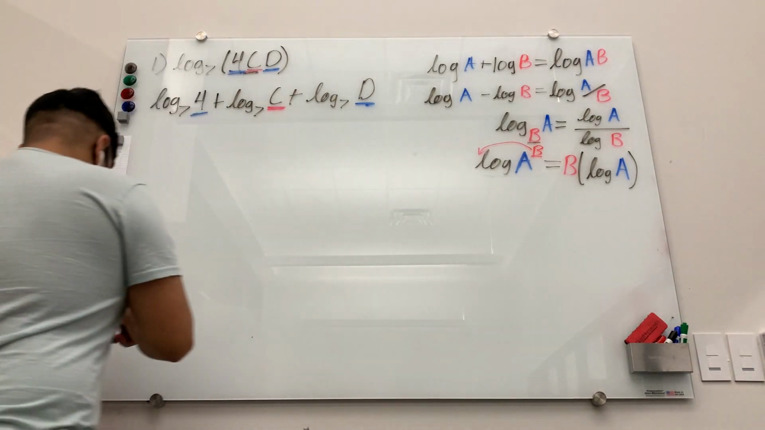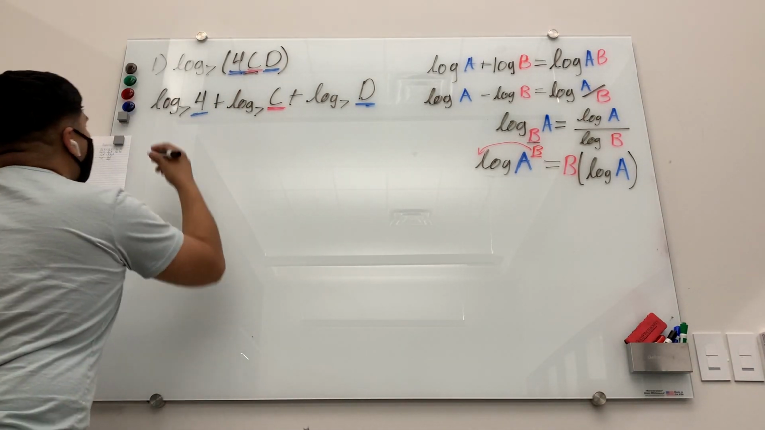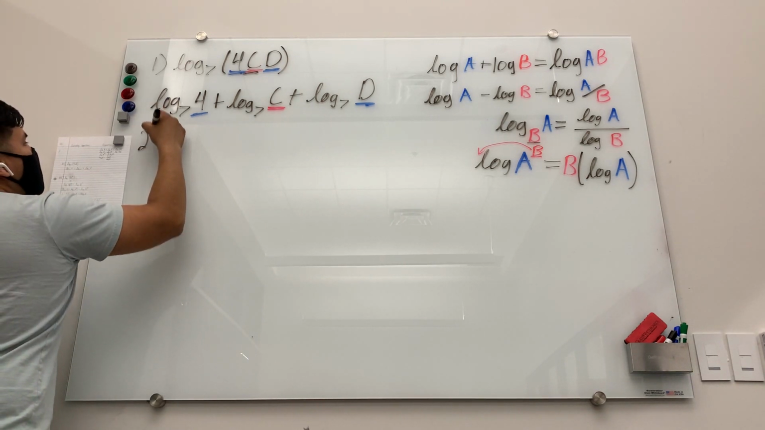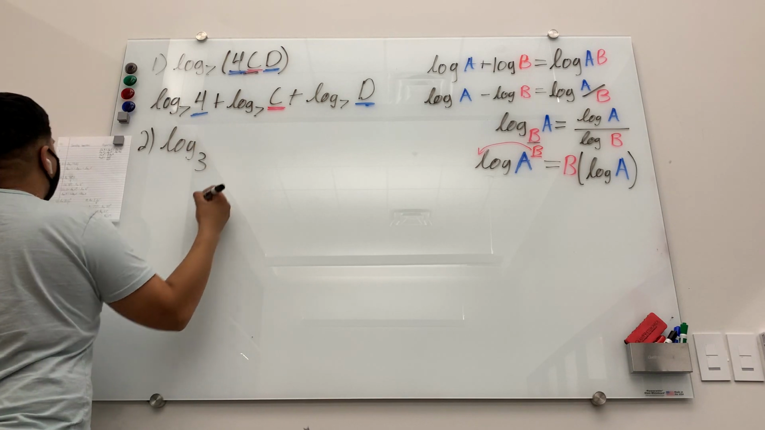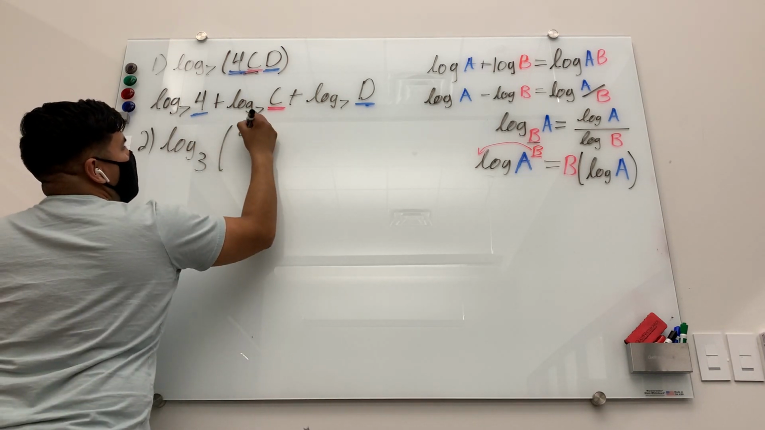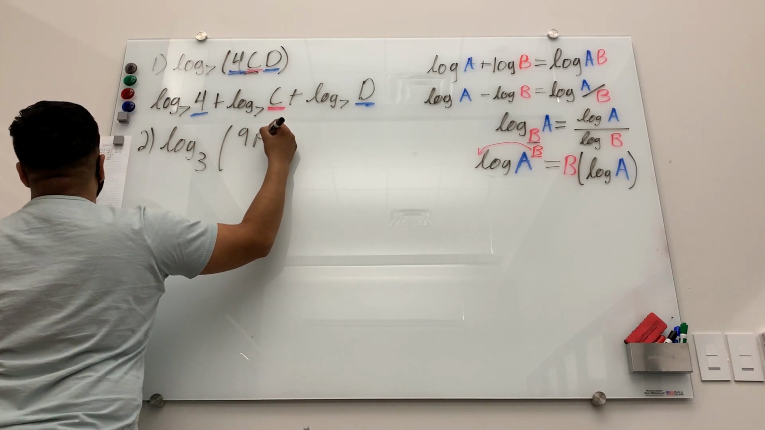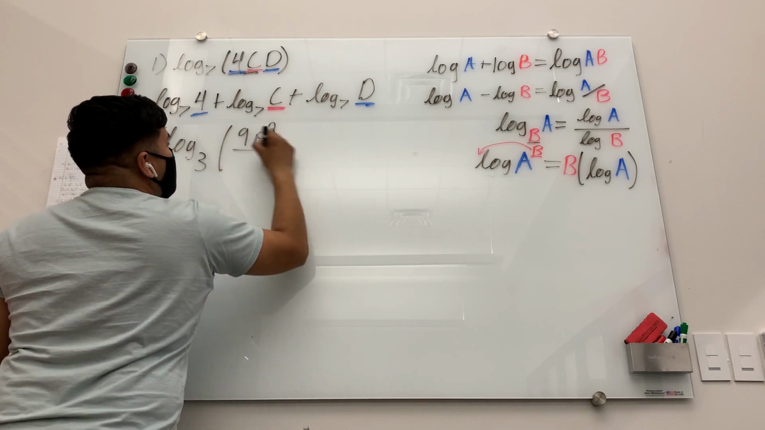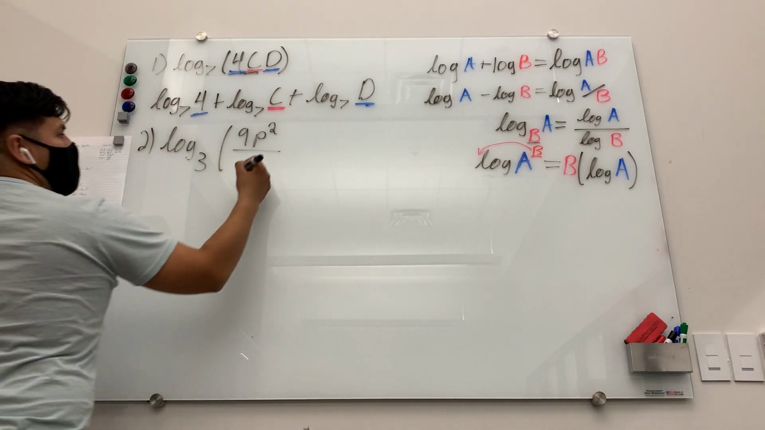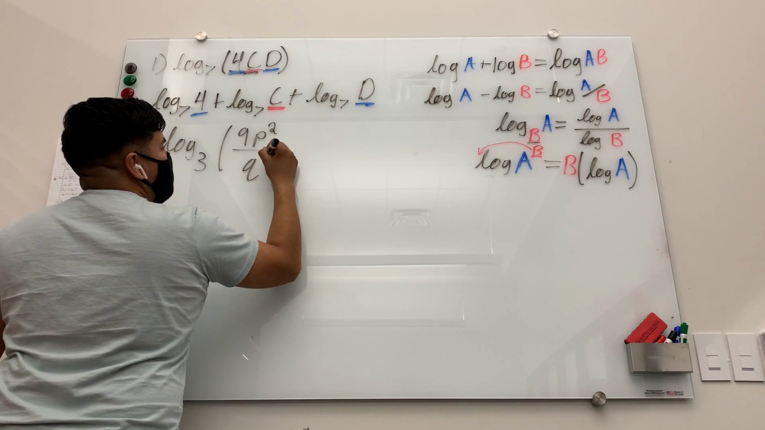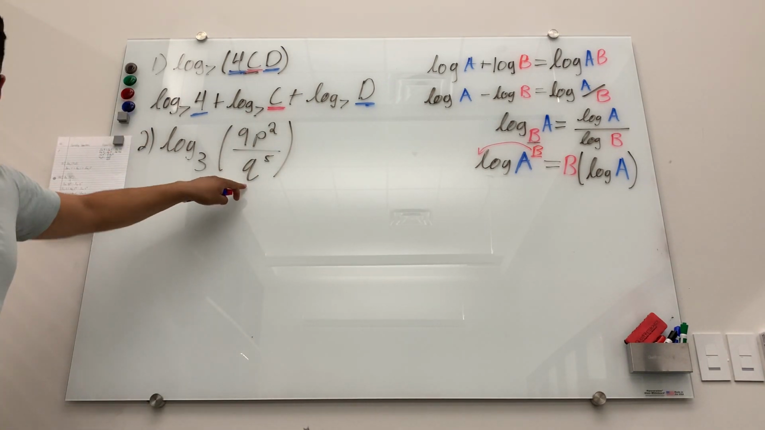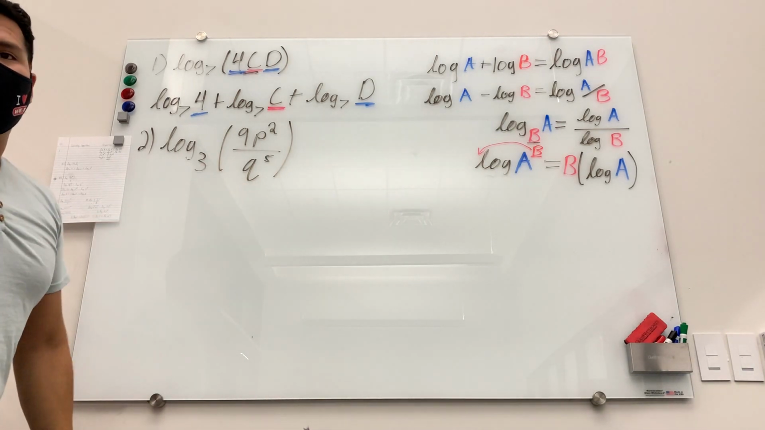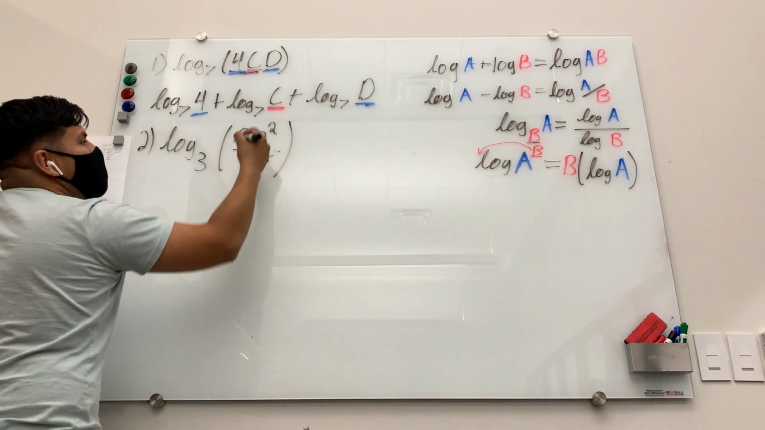All right, our next problem here, let's take a look. We have log base 3 of 9p squared over q to the 5th. I'll go ahead and make sure that I continue making this little curly tail on our q so that way you can tell the difference between q and 9.